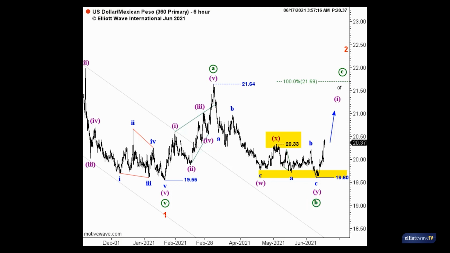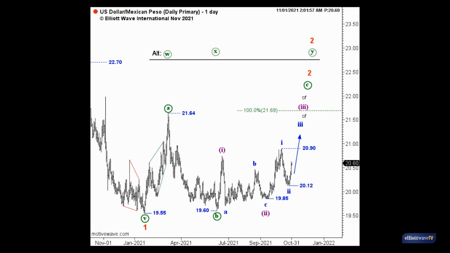With the break of 20.33, the wave X extreme, it suggested wave B was complete and wave C was unfolding. The minimum expectation was a move above 21.64, the wave A extreme. Over the next few months, we were torn between several scenarios, as the pattern was difficult to pinpoint, and we moved to a temporary neutral bias pending further price action. After several false breakouts to the upside, this pair finally looked like it was going to move above 21.64.